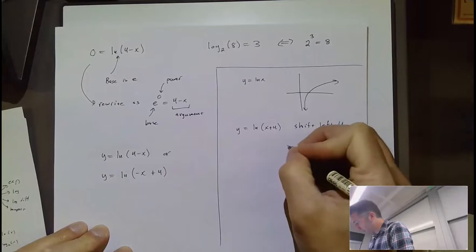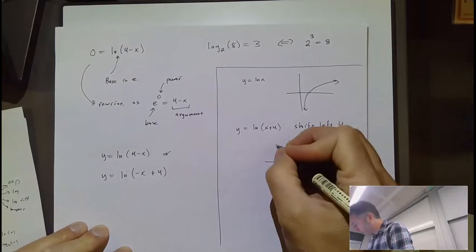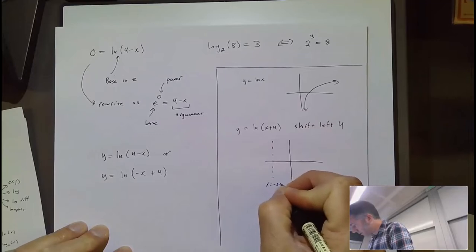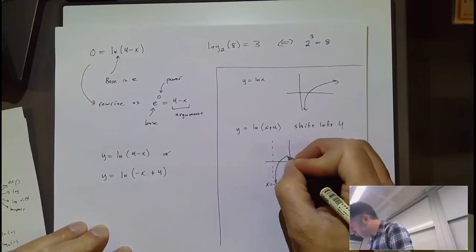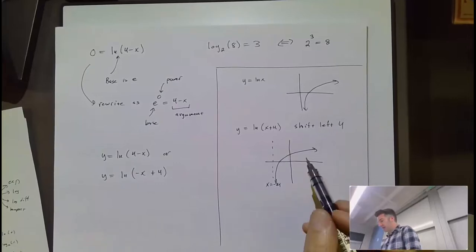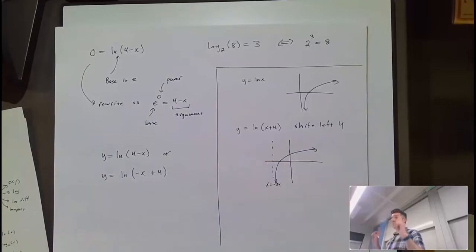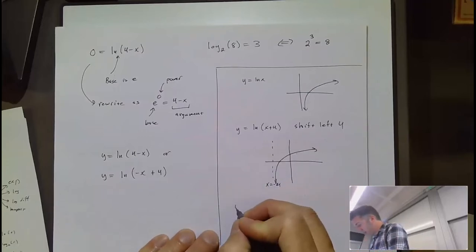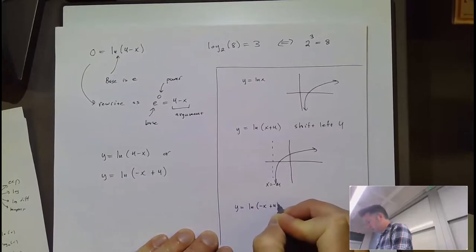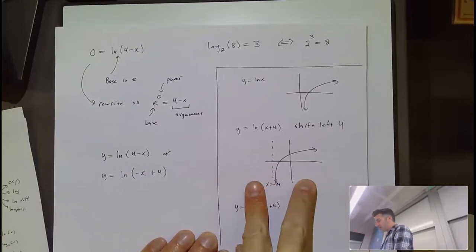So then I'm going to get this graph where the vertical asymptote is at x equal to negative 4. It's going to look like this. And then if I change the x to a negative x, that's going to give me a horizontal reflection across the y-axis. So I do y equal to the natural log of negative x plus 4. The whole graph is going to flip across the y-axis.